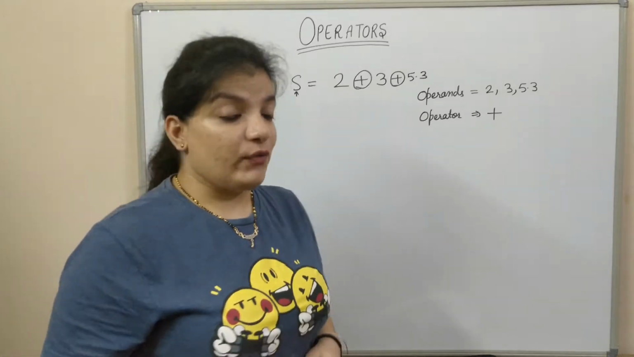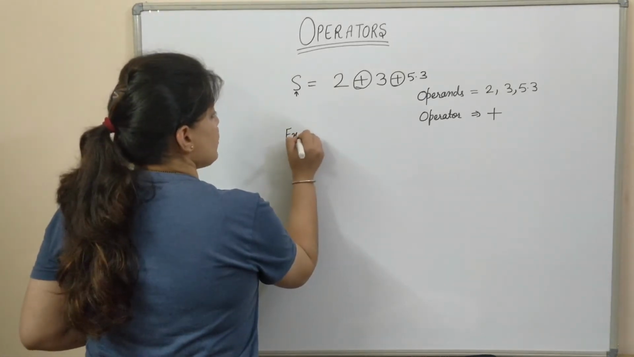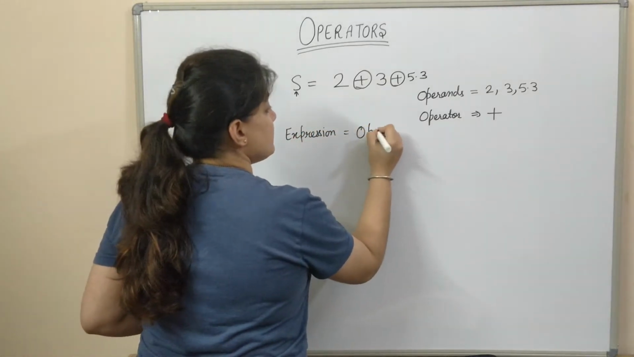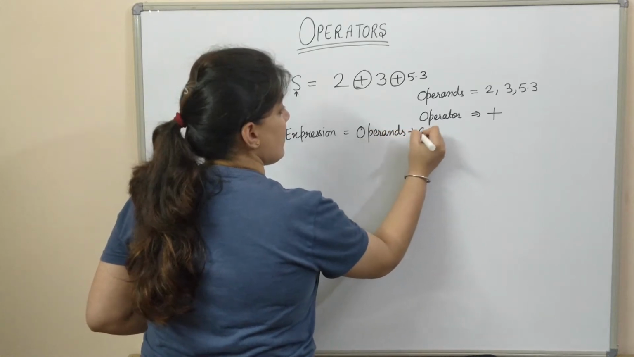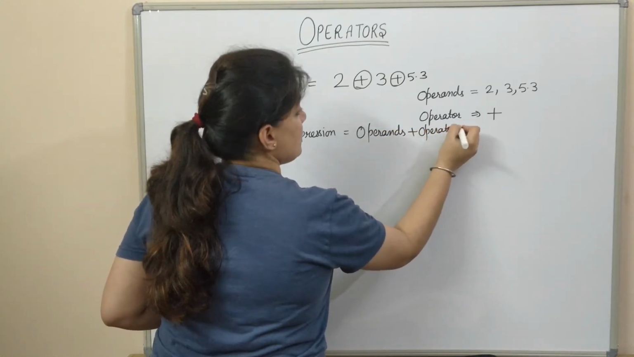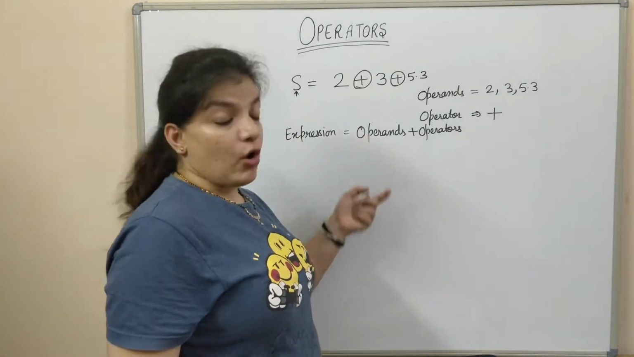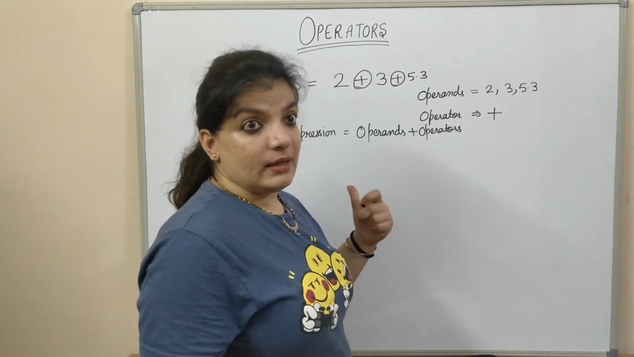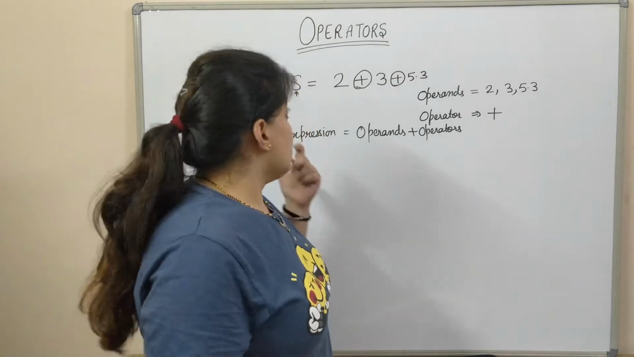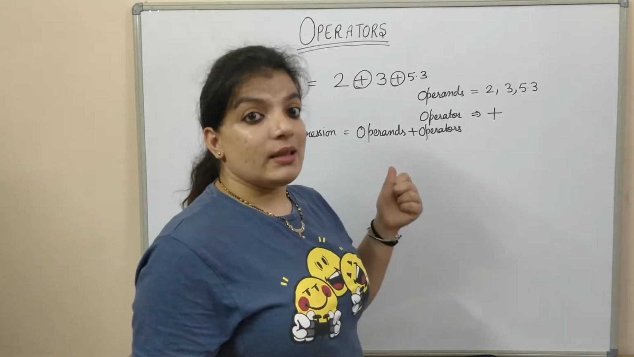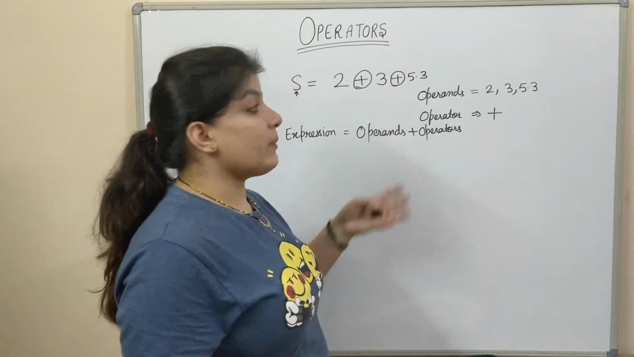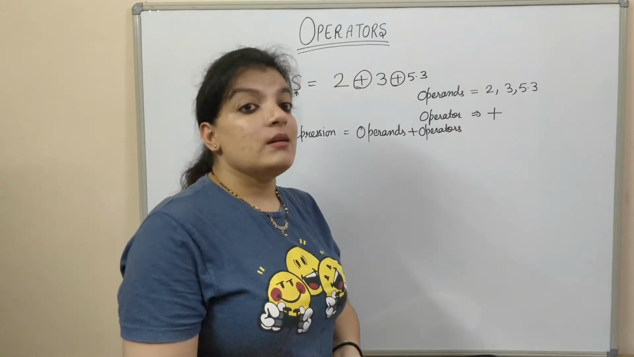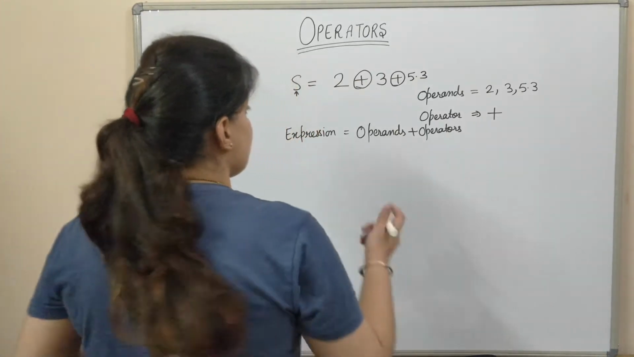So what is the definition of expression? Expression is a combination of operands plus operators. Now you understood about the operands. Operand means all the numbers or characters we use in an expression or in an equation. Now what do you mean by operators? All the symbols we use in an equation are known as operators. Now consider one more example.